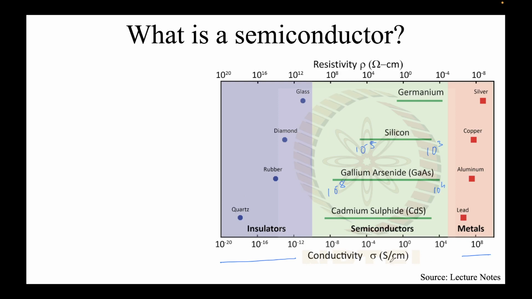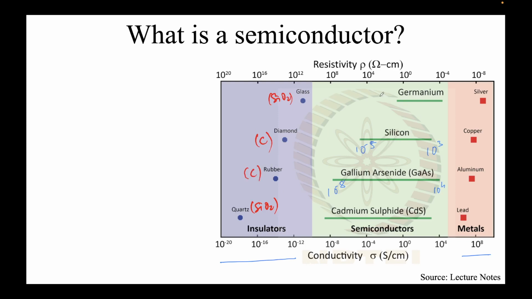Conductivity is measured in Siemens per centimeter, right? Siemens is basically 1 over rho, where rho is the resistivity. So this is conductivity, and you can see conductivity is very low for insulators like quartz. This is essentially silicon dioxide. Glass is also somewhat similar, silicon dioxide. Diamond, you know, is carbon. Rubber, I don't know the formula, but it's carbon based. That's the only thing I know.